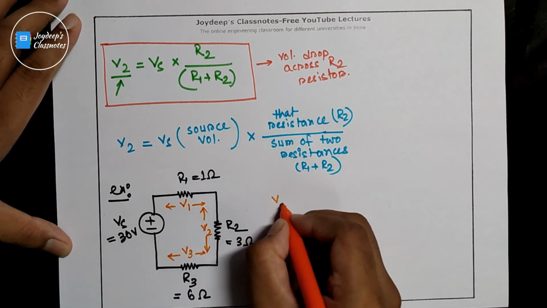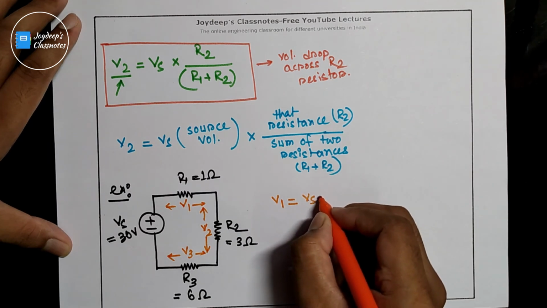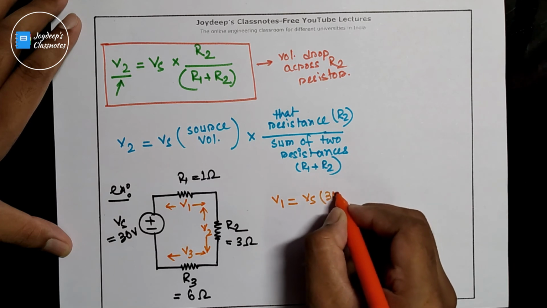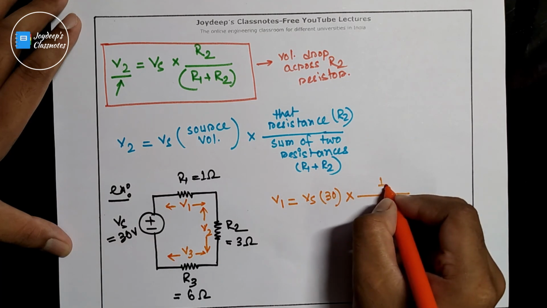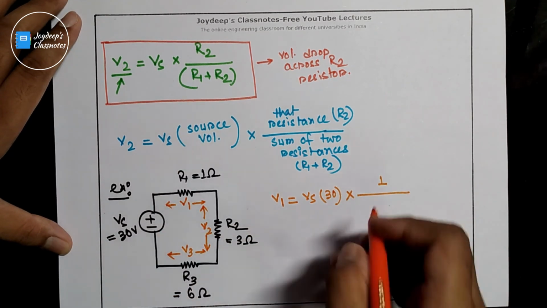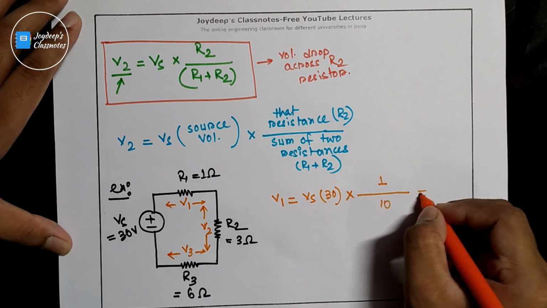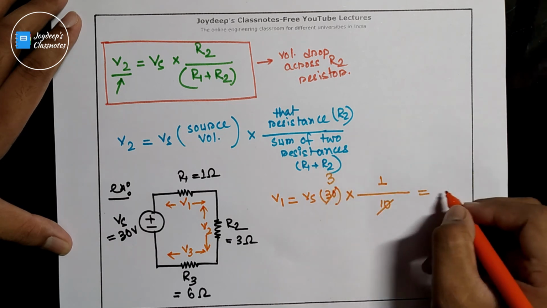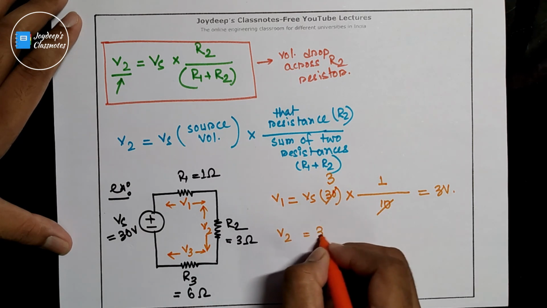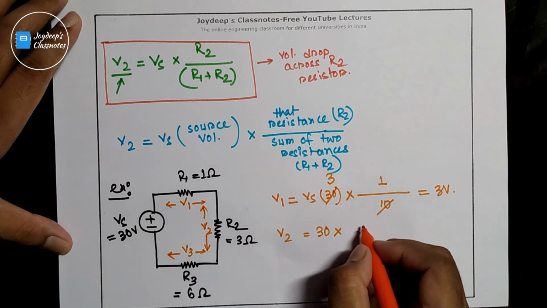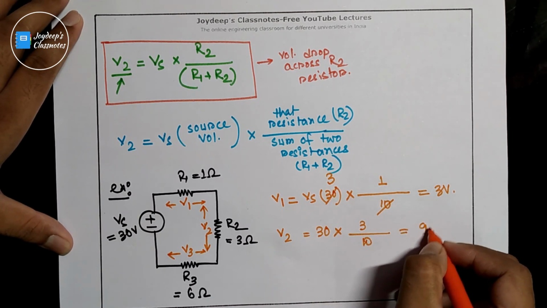Clear? So what is V1? V1 is the source voltage, 30 volts, multiplied by that resistance, 1 ohm, divided by the sum of the three resistances, 1 plus 3 plus 6, that means 10. So V1 becomes 3 volts. What about V2? V2 is again the source voltage into that resistance, 3, divided by 10. So it becomes 9 volts.